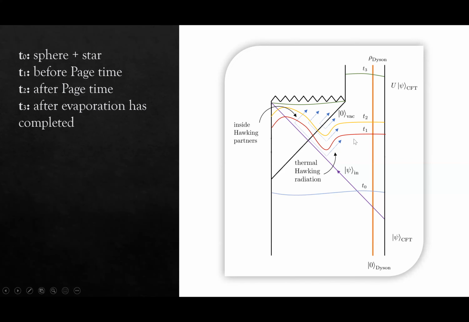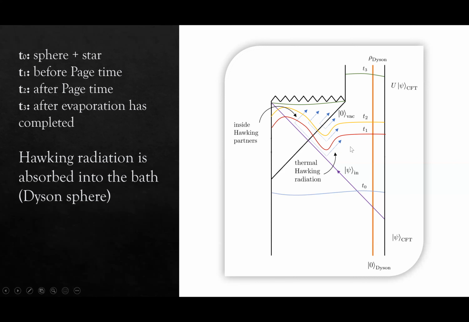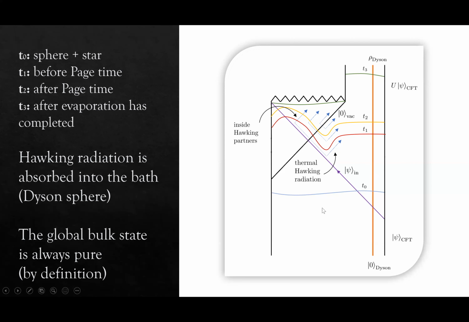So this is all T3. Hawking radiation is absorbed into this path, into this Dyson sphere, and by definition, the global bulk state is always pure. So this slice here sees everything happening on it, and so do these two. And so does this third slice if we include this inside of a black hole. This is just slicing. It doesn't say anything about the bulk observer yet.